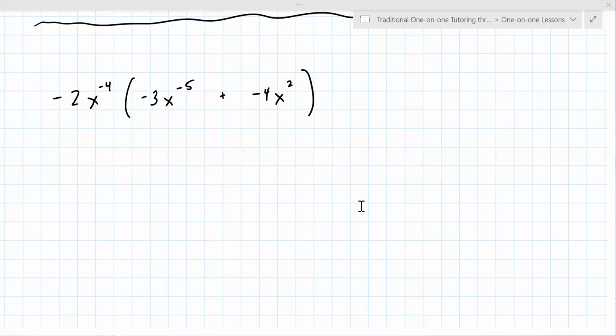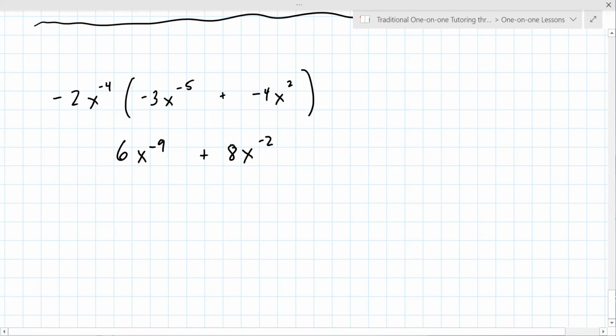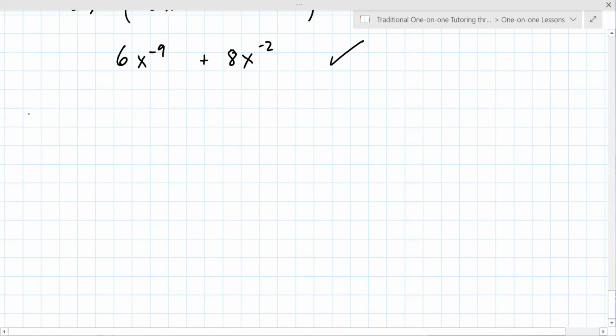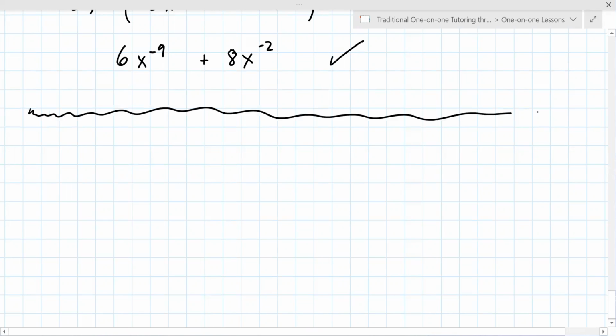6x^-9 plus 8x^-2. Like this? Yes. Excellent. Wow, that's really good. I'm glad you got that right. Okay, we'll do one more of these and then we'll move on to a new topic.